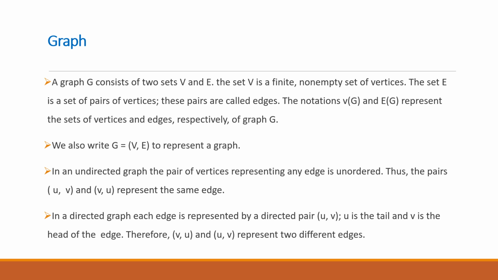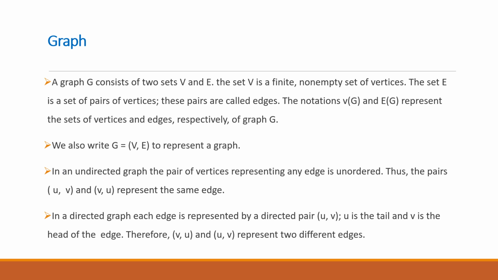So we can also write that G is equal to V comma E, that is the representation of a graph. The representation of a graph consists of two different types. One is called an undirected graph. The other is called a directed graph. So, undirected graph means what?